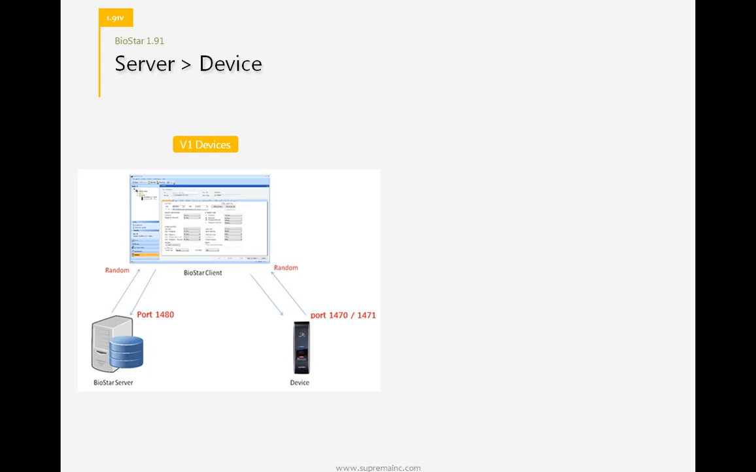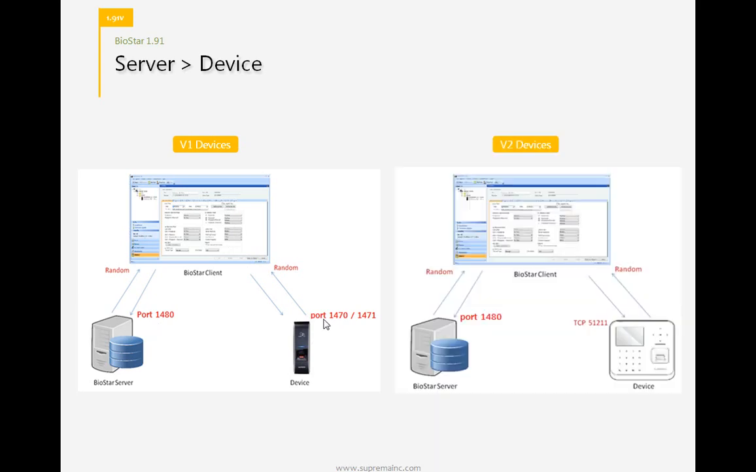For version 1 devices, between the server and client, it uses a default port of 1480. Between the client and the device, we use 1470 or 1471. How about version 2 devices? The port between the server and client is the same, 1480. However, the port between the client and the device is different. It's 51211. So there's a difference between the port numbers.